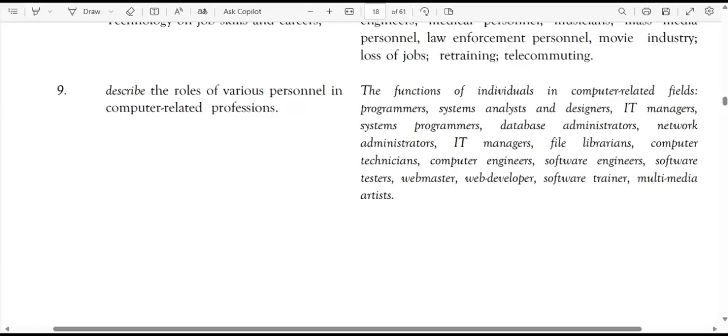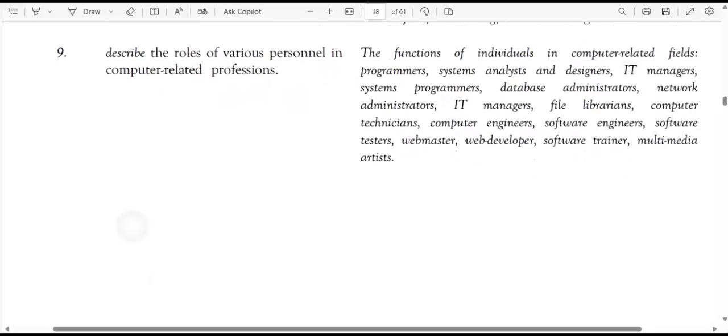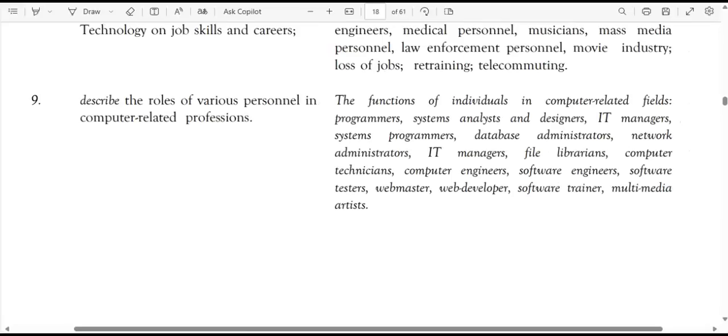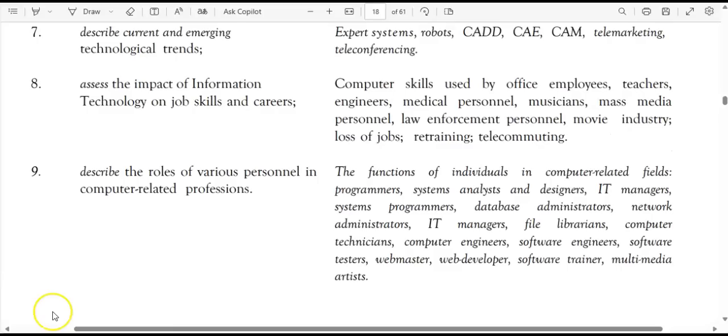All right, we're going to describe the roles of various personnel in the computer related field. And we're not going to look at all of them, guys. We're going to look at the functions of individuals in computer related fields, and I'm going to look at about 4 of them. But if you are asked these questions, these are all the personnel that you could write about and their roles when it comes to computer related professions. Now, I'm going to look at programmers.